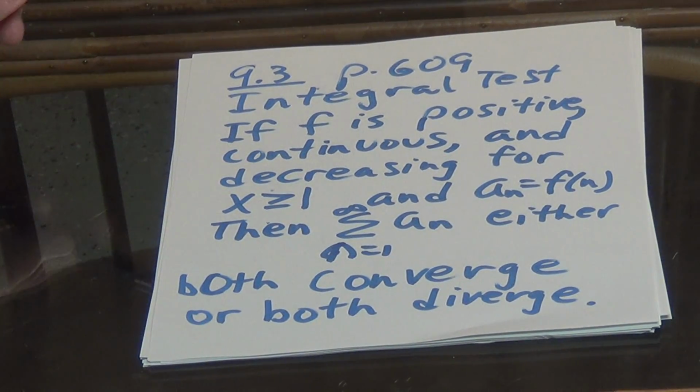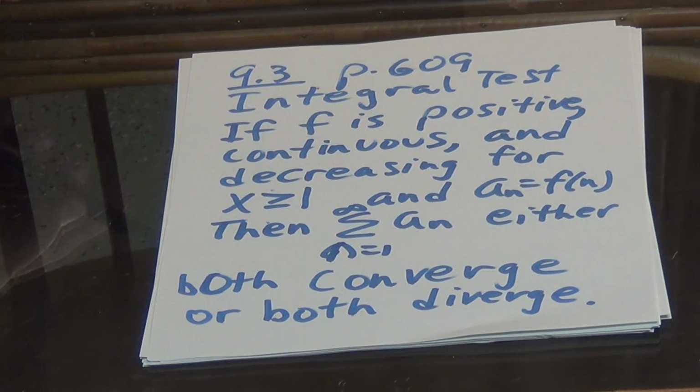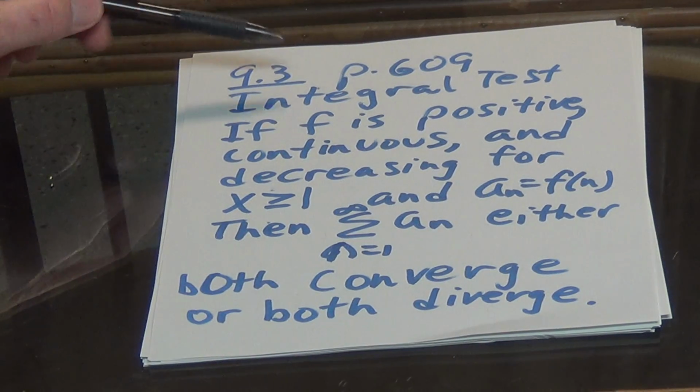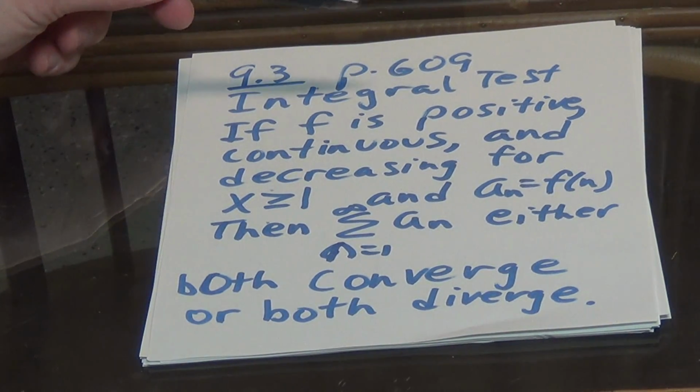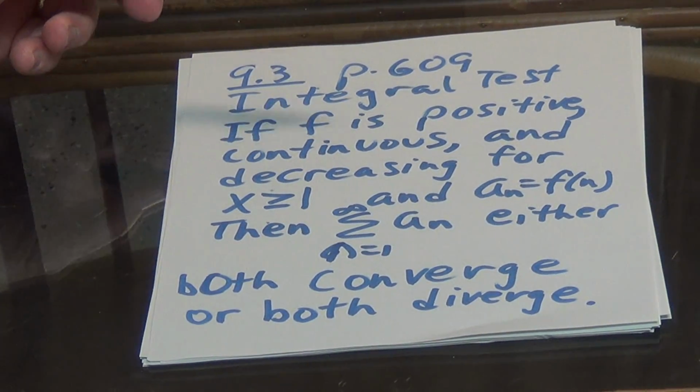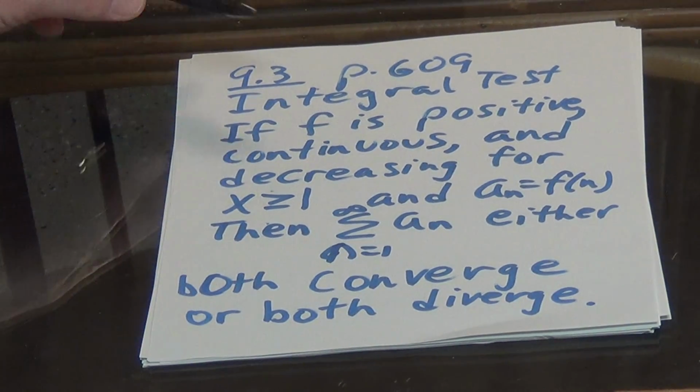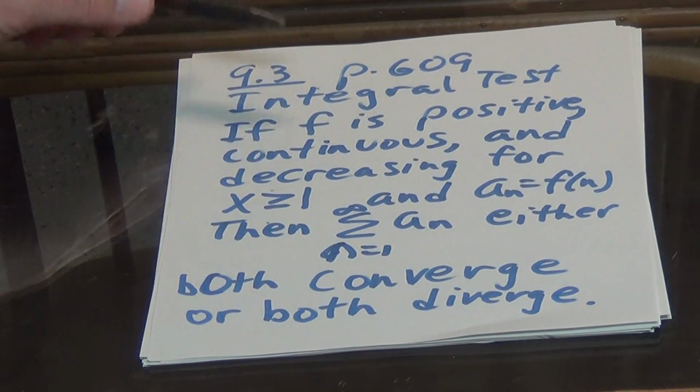Okay, we'll start section 9.3. So this is the next brand new section. 9.3 is titled the integral test. It starts on page 609. An integral test might read a little bit like gibberish, but it's not that hard to figure out.